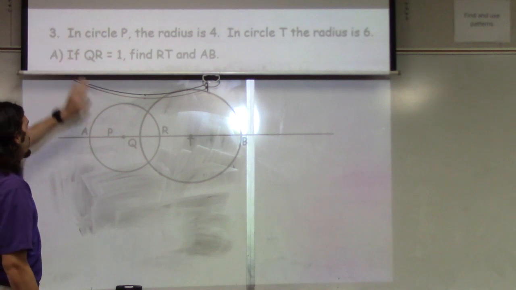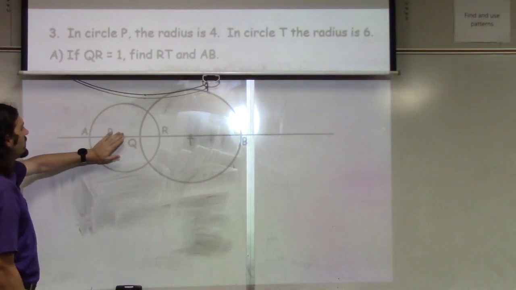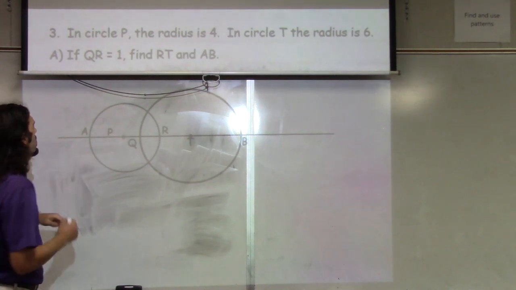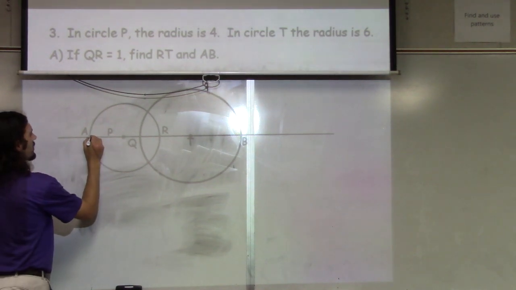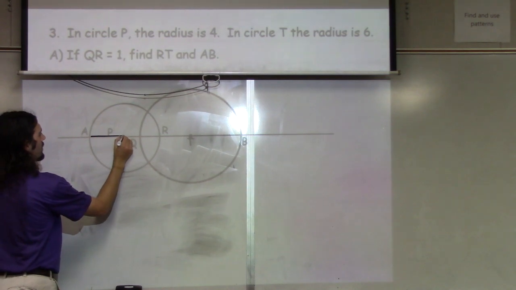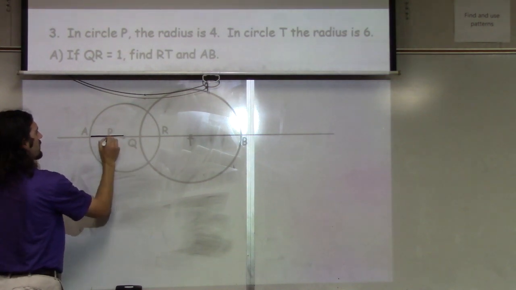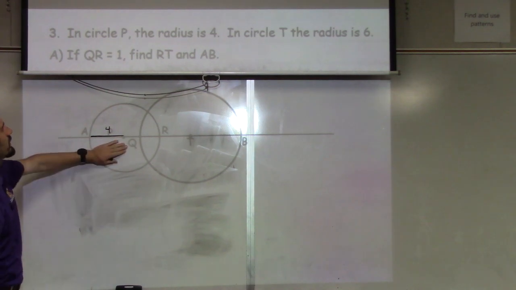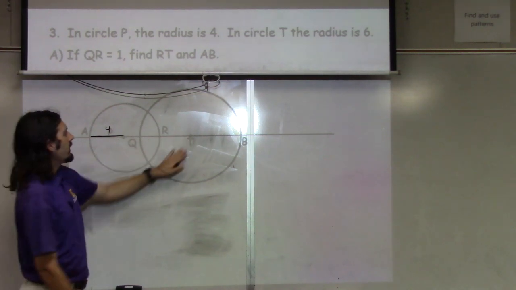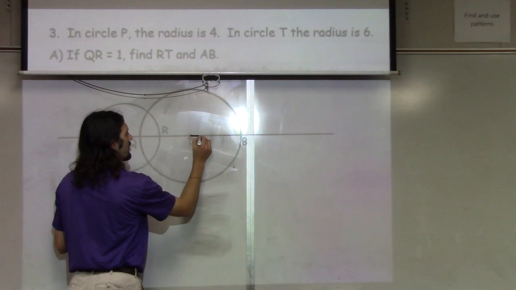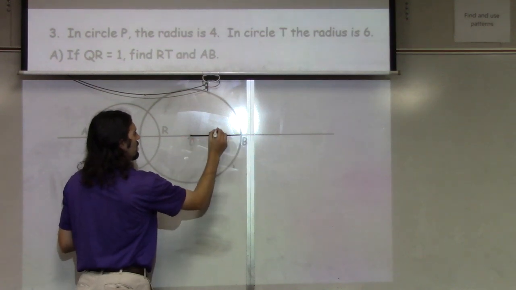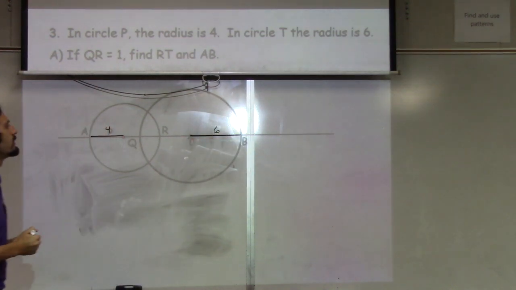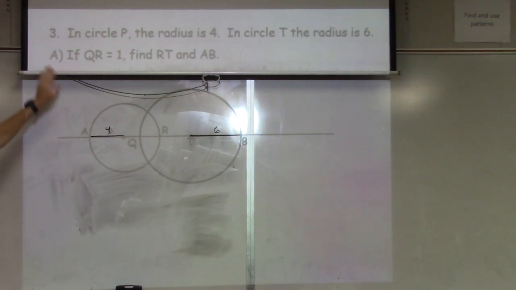Circle P. Okay, here's P. So I'm looking at this circle right here. It says that the radius is 4. So I know that this radius segment, whether I go A to P or P to R, that is 4. Okay, so I'm just going to label that on my picture. Circle T, the radius is 6. So I'm going to put it over here just so I don't mix them up. I know that that radius is 6. Okay, so far so good.